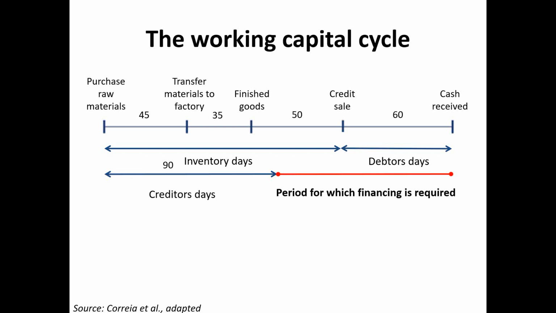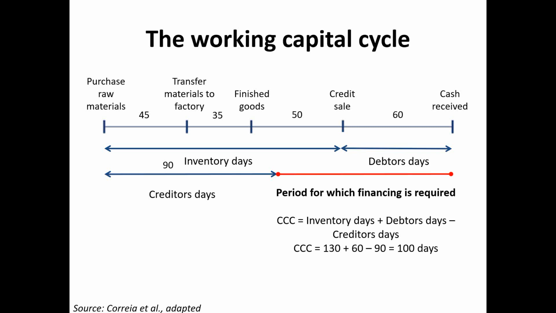This is the period for which financing is required and is calculated as the inventory days plus the debtors days minus the creditors days. In this example, we can calculate it and we see that we arrive at a cash conversion cycle of 100 days.